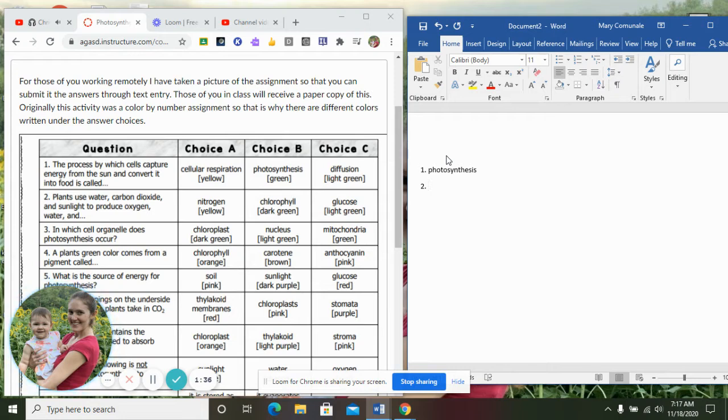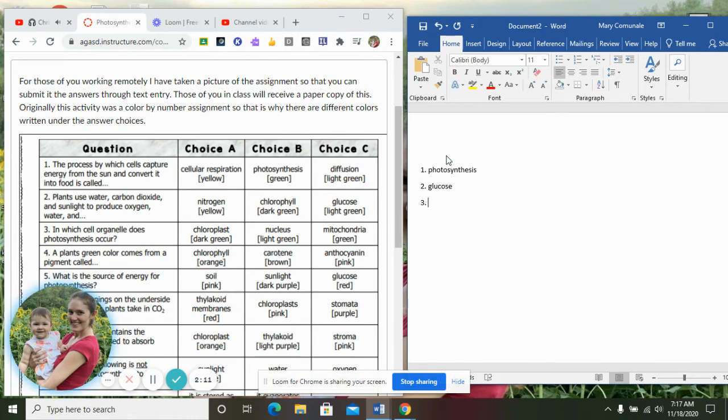Question number 2. Plants use water, carbon dioxide, and sunlight to produce oxygen, water, and they're producing nitrogen, chlorophyll, or glucose. Okay, so nitrogen is just an element that exists on its own. We don't actually have to make it. Chlorophyll is a pigment inside of the leaves that is going to help this whole photosynthesis process work, and they are making glucose. That is the carbohydrate that plants use for energy.